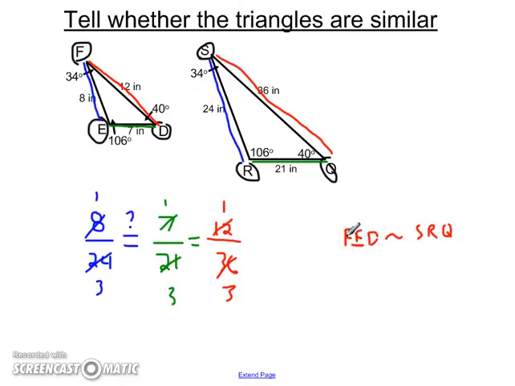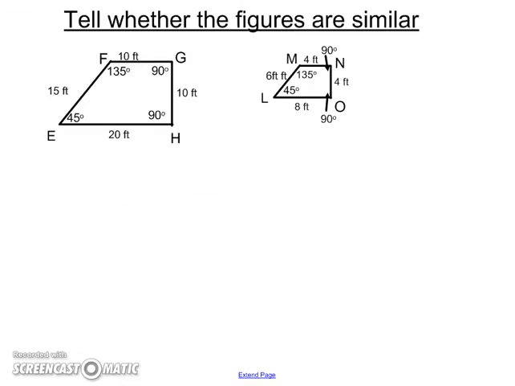So F corresponds to S, so I've got to write it first, and then E corresponds to R. I've got to go second with that, and D. I can change the orders. I just have to make sure the corresponding angles are in the same order. All right, let's check another one.